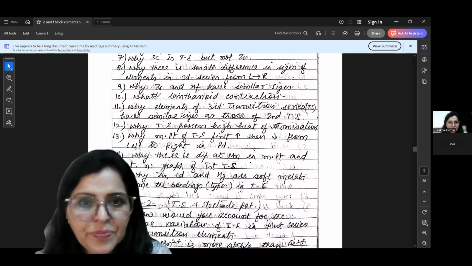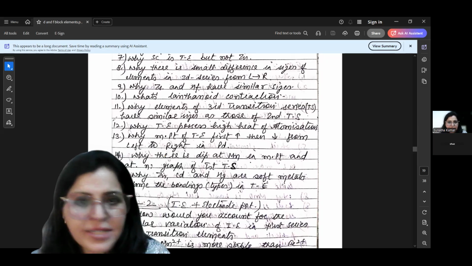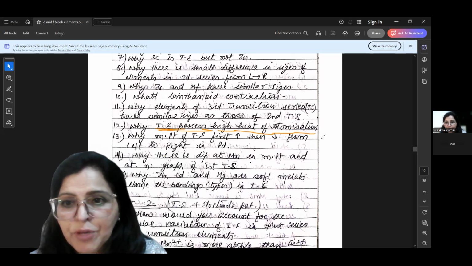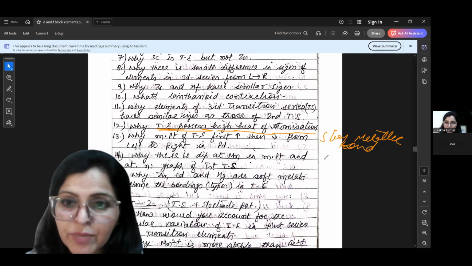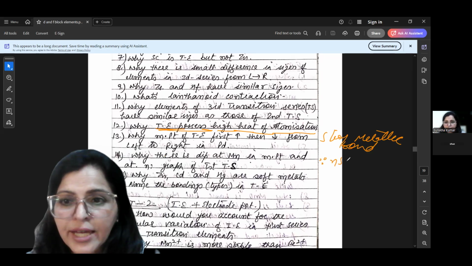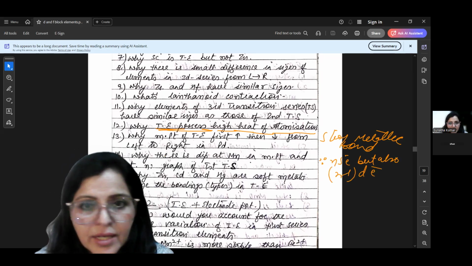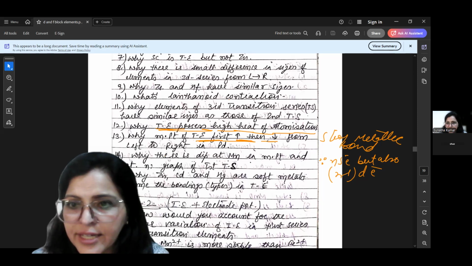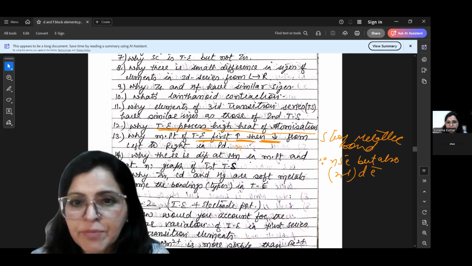Why do transition elements possess high heat of atomization? Because of the strong metallic bond. Why do they possess a strong metallic bond? Because not only ns electrons but also (n-1)d electrons participate. Why does the melting point of transition elements first increase then decrease? Because initially the number of unpaired electrons increases, then decreases.